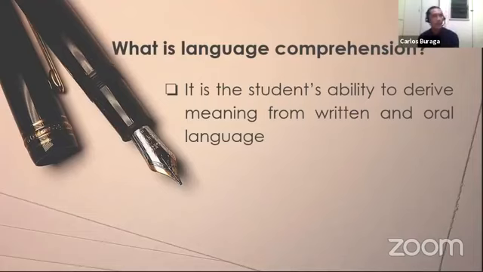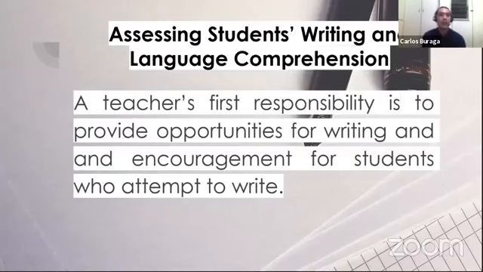And language comprehension is very important to writing comprehension. To write and understand a text, a child needs to be able to understand the language. So these are interrelated, right? These are linked together. Assessing students' writing and language comprehension, a teacher's first responsibility is to provide opportunities for writing and encouragement for students who attempt to write. And research suggests that the development of students when it comes to writing requires a supportive environment in which they can receive sustained opportunities to write.